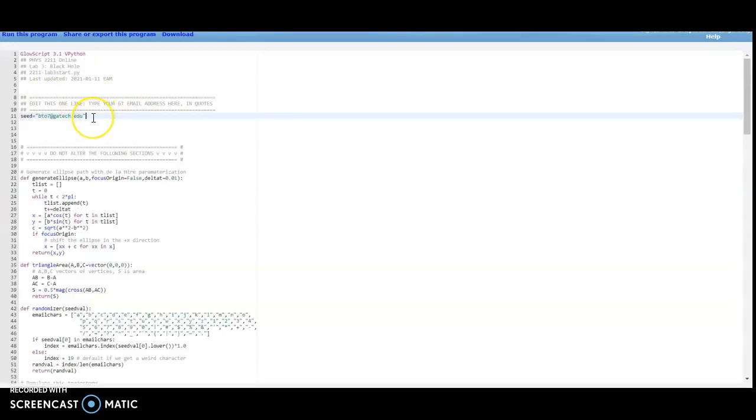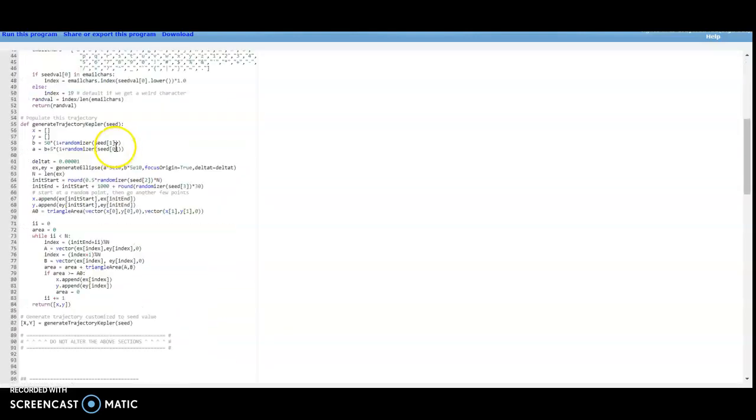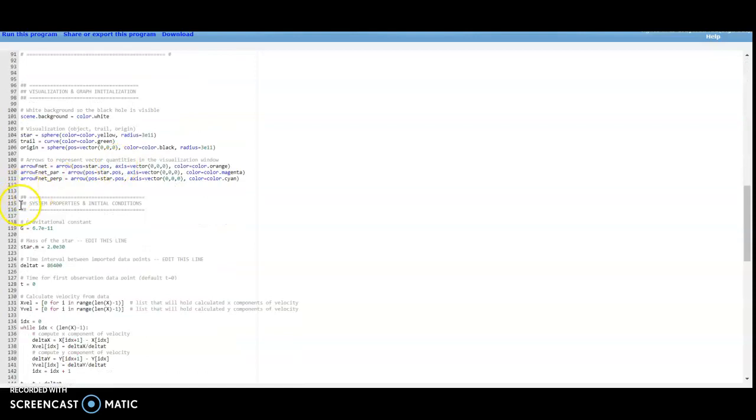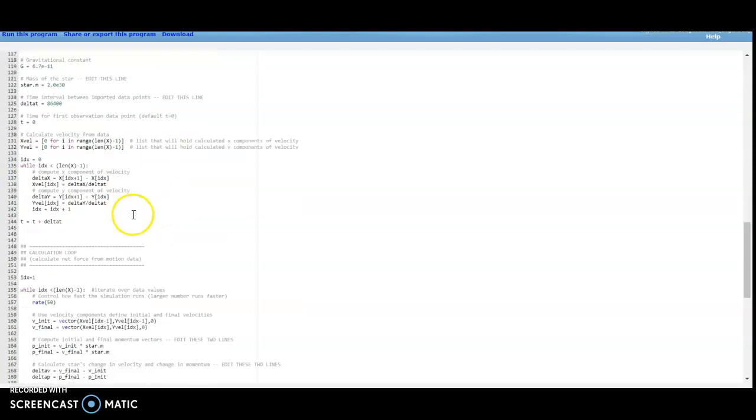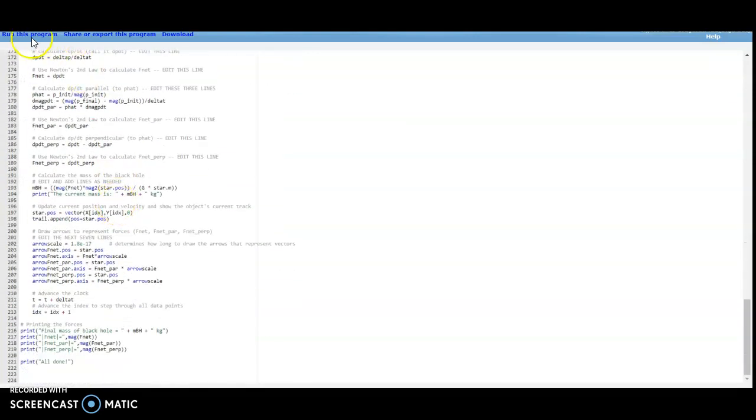And within the GlowScript code, we plugged in our email to generate a unique trajectory for the star that we used for the position of the star as it moved around the black hole. And we edited the code from line 115 onwards to model this movement around the black hole and to calculate the Fnet components along with mass.